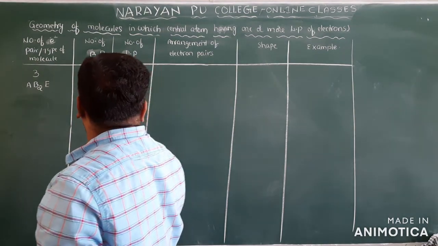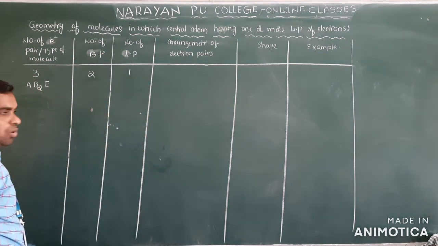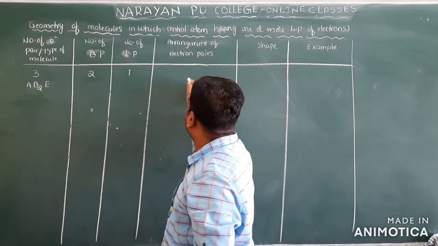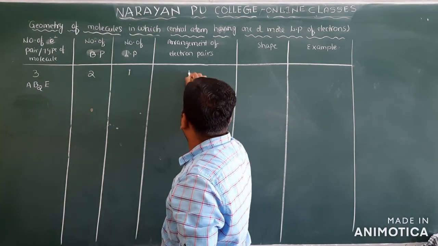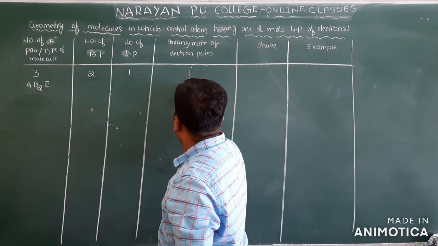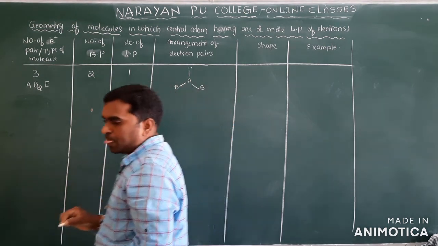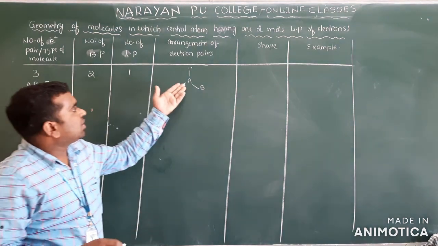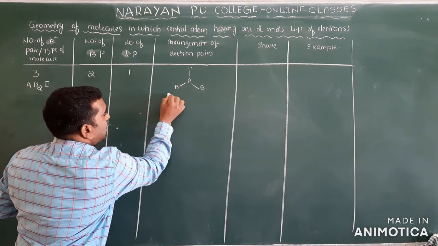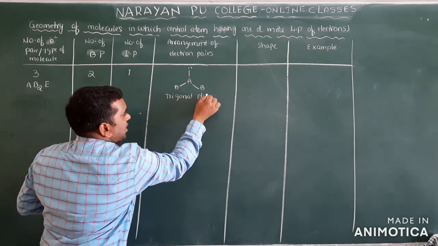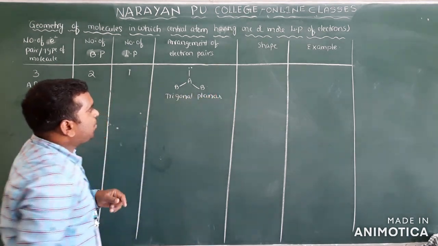Then what will be the arrangement of the molecule? We have already discussed previously. First, 3 B's are there directly. Then the central atom A, and here there is one lone pair, and here I will write B and here I will write B. What is the geometry here? Trigonal planar geometry. Clear?